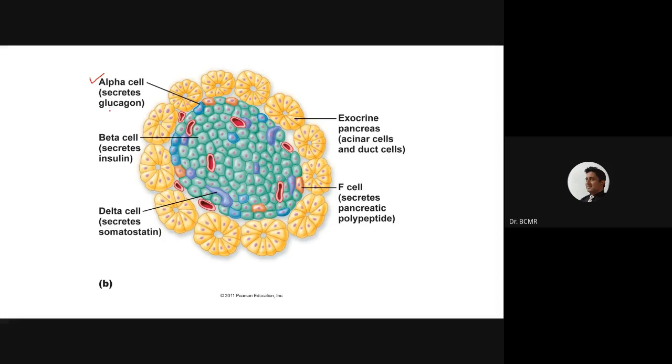Alpha cells are responsible for secretion of glucagon; beta cells, which is what we are actually studying, are important for secretion of insulin; and delta cells are involved in production of somatostatin. There are exocrine pancreas cells, and then the F cell that secretes pancreatic polypeptide and so on. We will mostly focus on these three. Insulin is from beta cells, and insulin production is our actual objective in this particular lesson.